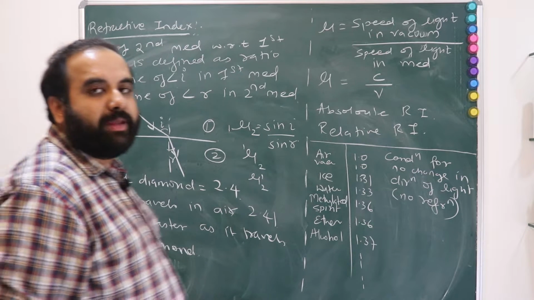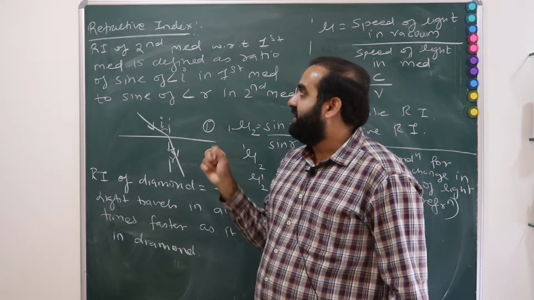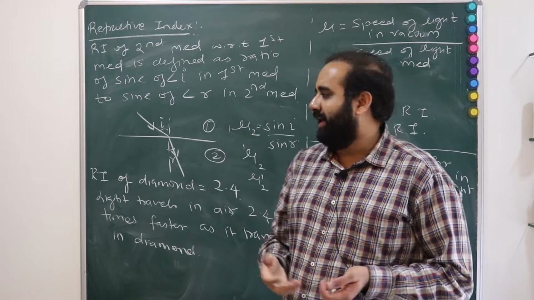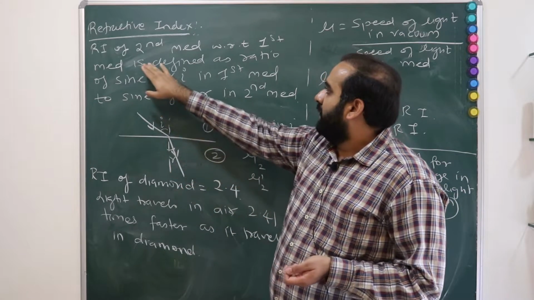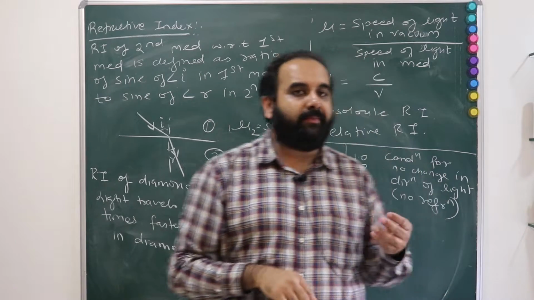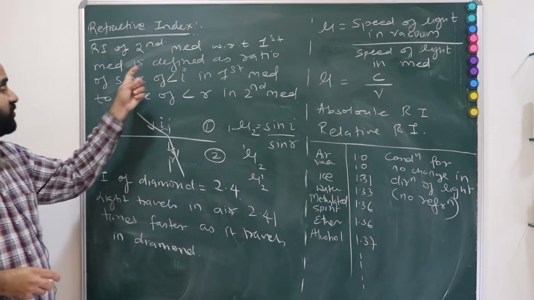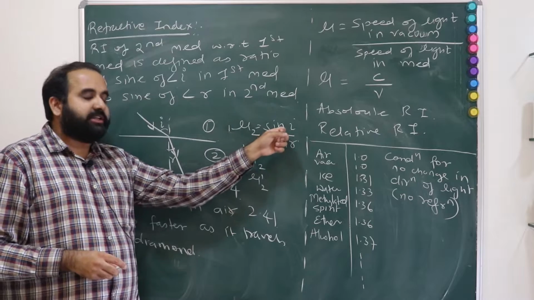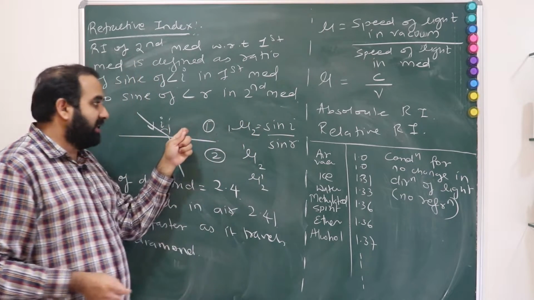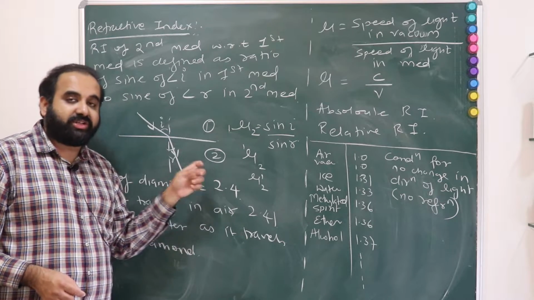Okay, let us speak more about refractive index now. First of all, let us define what we mean by refractive index. The definition goes like this, dears. The refractive index of the second medium with respect to the first is defined as the ratio of the sine of the angle of incidence in the first medium to the sine of the angle of refraction in the second medium.